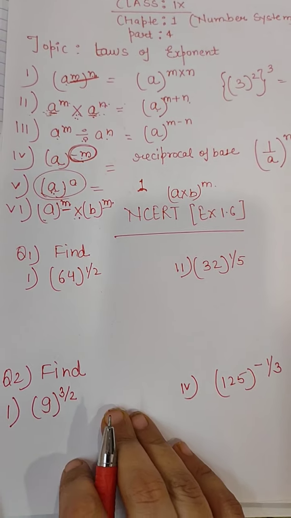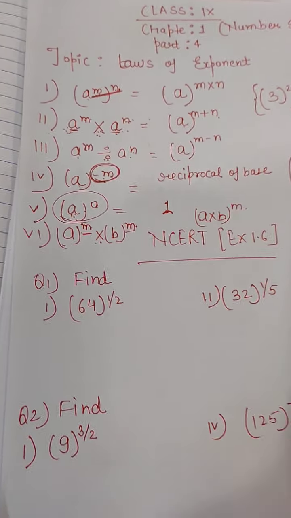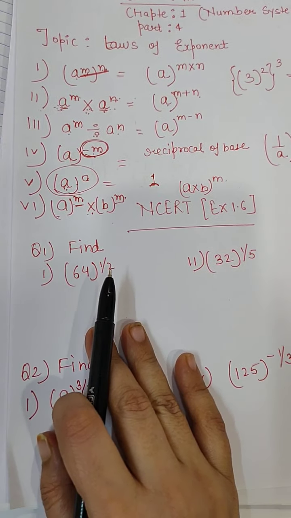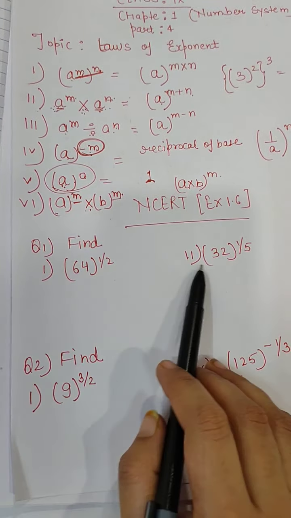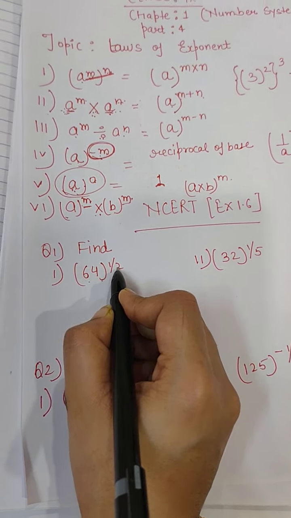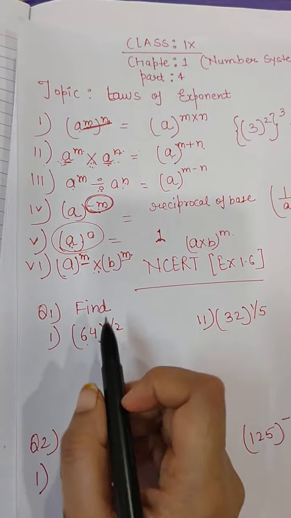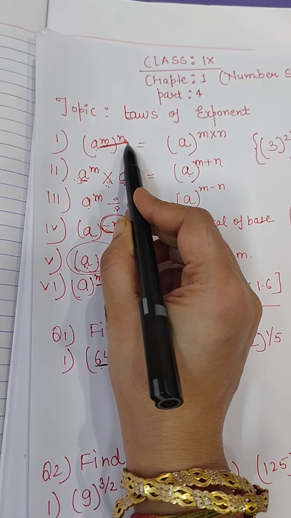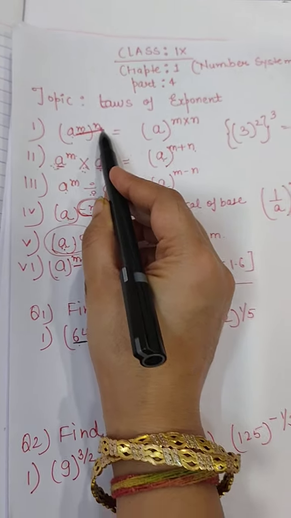So now we come to the NCERT exercise, the last exercise 1.6. Question number 1 I have taken two parts, first and second. First is 64 raised to the power 1 by 2. Is there any law in which the power is a fraction? No. So first we will take the base only. We will convert this into the form a raised to the power m into n.